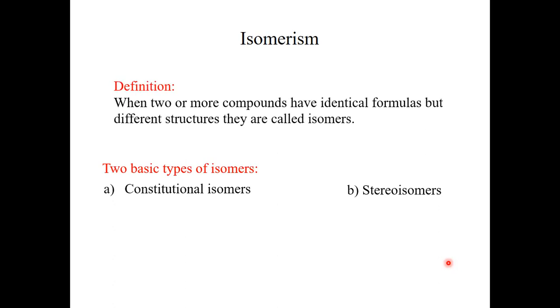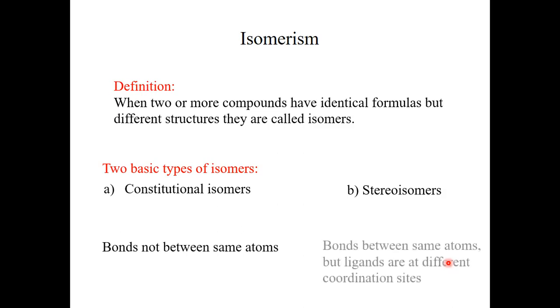And constitutional isomers are isomers that have different bonds between the atoms. So the atoms constituting the bonds are different, or there are bonds between different atoms. Okay, so the bonds are not between the same atoms. In stereoisomers, the bonds are between the same atoms, but the ligands are at different coordination sites. So one bond type, but the ligands are at different coordination sites.